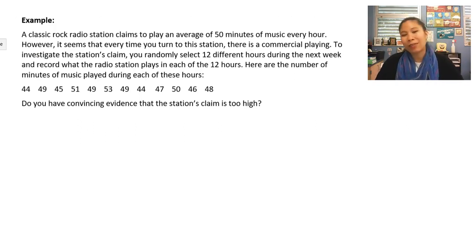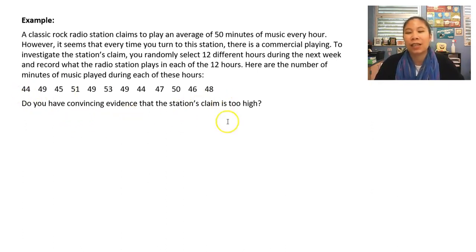So in our example, we have a classic rock radio station. They claim to play an average of 50 minutes of music every hour. However, it seems that every time you turn to the station, there is a commercial playing. Ugh, the worst. To investigate the station's claim, you randomly select 12 different hours during the next week and record what the radio station plays in each of the 12 hours. Here are the number of minutes of music played during each of these hours. And then they list the data.